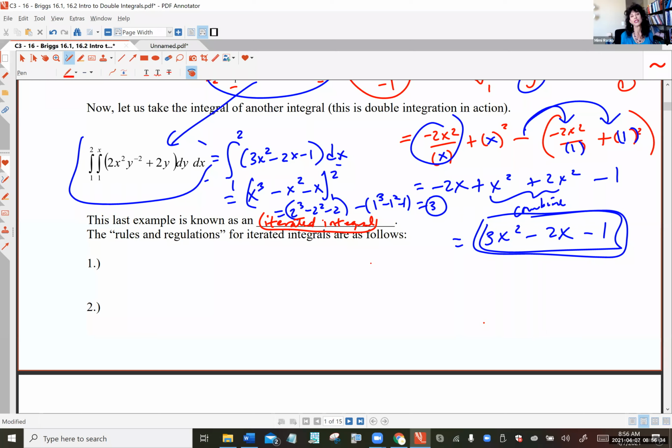If you're a computer science major, and there's a couple of you in the room, you know the word iteration. Every time you do a loop, you're doing an iteration of the loop. So they call those iteration structures. So this is kind of like a loop, because you're doing the inner loop, then you do the outer. And if you had a third integral, then you'd have to do another loop. So there you go. Let's do the rules and regulations now for setting up an iterated integral.